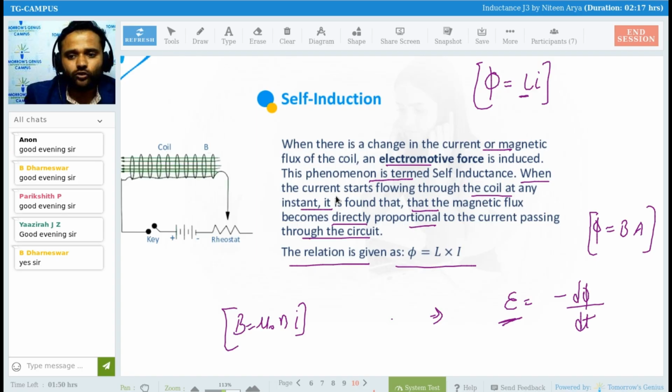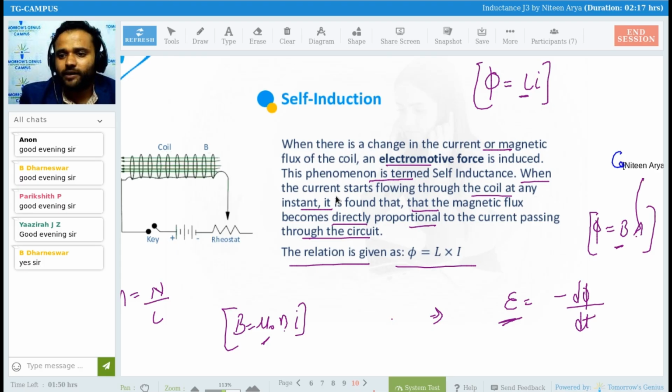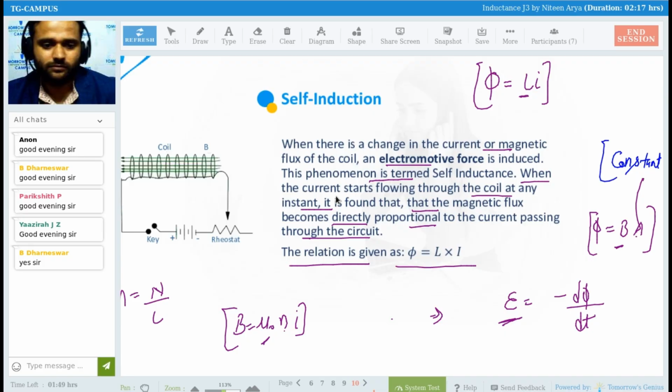So, self-inductance: when the current starts flowing through the coil at any instant, the magnetic flux becomes directly proportional to the current. Phi is directly proportional to B, because the area is going to be kept fixed for this particular coil. Area we are not going to change, and mu naught is a constant, and n is a constant, the number of turns per unit length. In this way, phi is directly proportional to Li. Once you make a coil of a particular area, we do not change the area. In the same sense, the number of turns never changes once we fix N. Is this clear now, everyone? Is this clear till now?